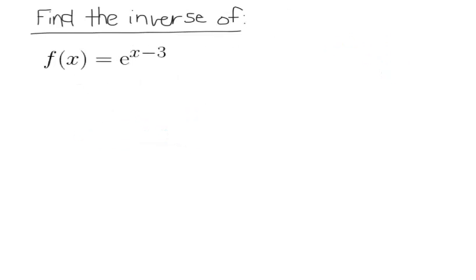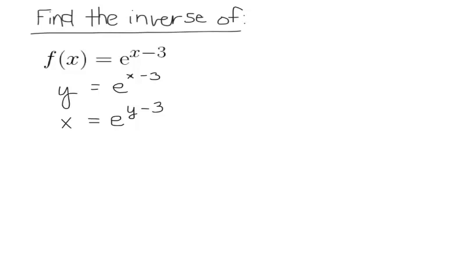Next, let's see if we can use the techniques of this section to try to determine the inverse of the following function, e to the x minus 3. Well, if we follow the steps that we had from a few lessons ago, we're going to replace f of x with y, and write this as y is equal to e to the x minus 3. And then let's next interchange x and y, so we have x is equal to e to the y minus 3. Now from here, our goal is to try to solve for y, and if we can do that, we end up with the inverse function of f.